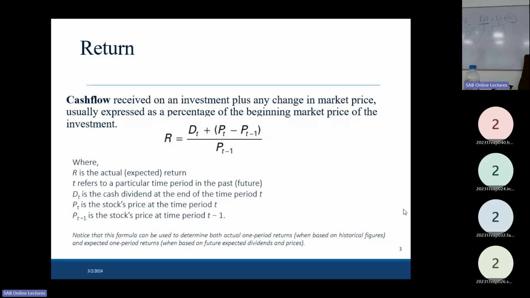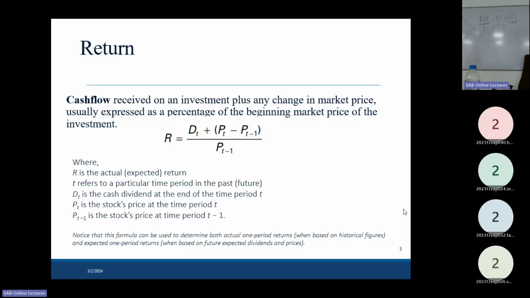Return is usually expressed as a percentage of the beginning market price of the investment. So we can state return in terms of rupees, as a fraction, in decimal format, or as a percentage rate of return. Normally, we present return as a percentage rate of return, not as a rupee return, not as a fraction, not as a decimal. So the normal presentation of the return is as a rate of return.